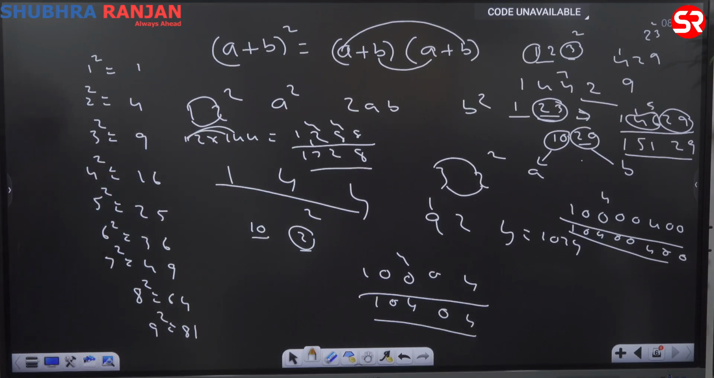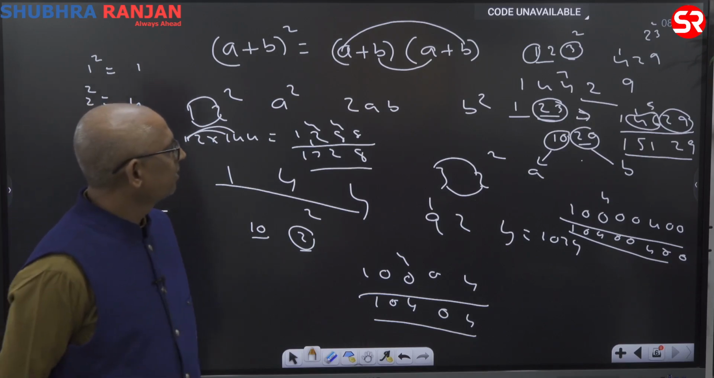Which one? 1020. Where is the extra zero added?